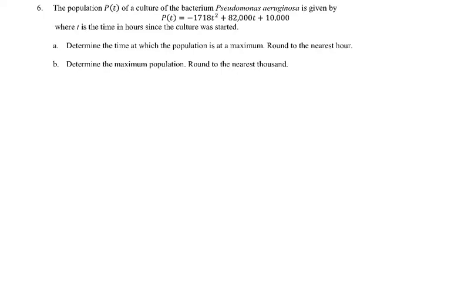So we have the population P of T of a culture of the bacterium Pseudomonas aeruginosa, I probably didn't say that right, is given by P of T equals -1,718 T squared plus 82,000 T plus 10,000, where T is the time in hours since the culture was started. Determine the time at which the population is at a maximum. Round to the nearest hour.